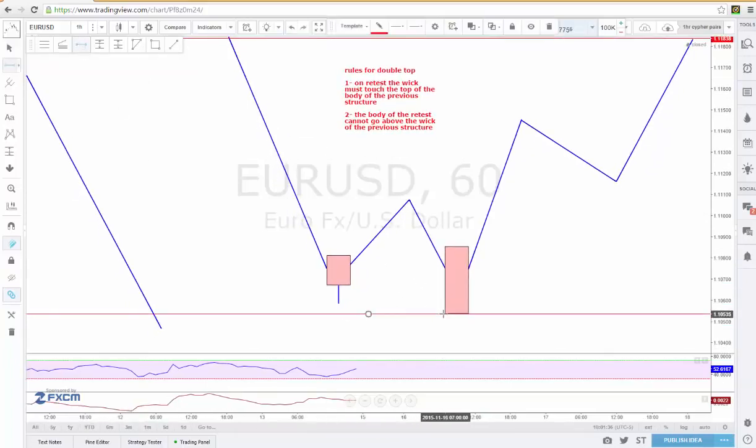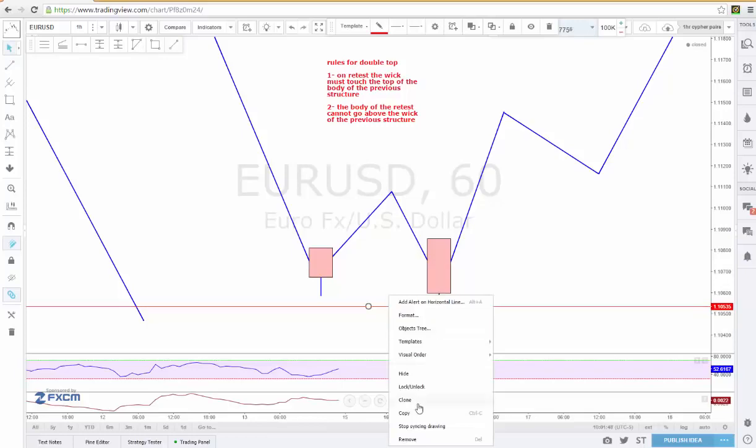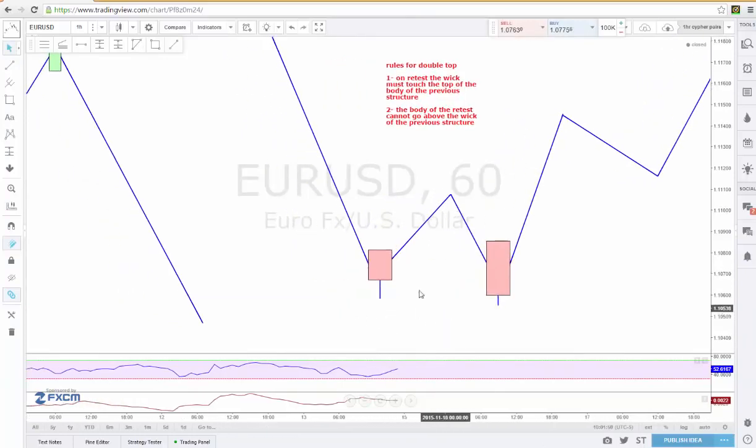So this would be an example of that. That is not a double bottom in consideration of my rules. So now I have a specific set of rules that I can follow that will tell me when a double bottom and when a double top exists based on the rules I've created. This gives me something I can test.